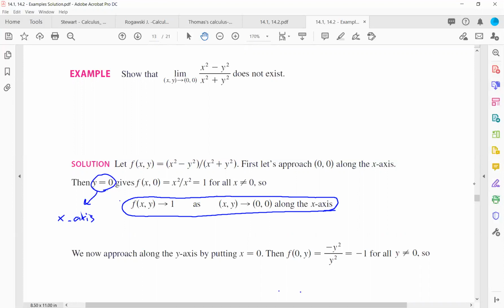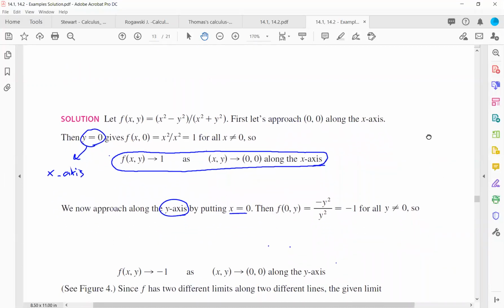Let us check a different path. Let us use the y-axis, or line x equals 0. It means that wherever you see x, you just write 0. After simplifying the function, the outcome is -1. So what's the meaning of that? It means that as you walk along line x equals 0, the function is getting closer and closer to -1. Here you can stop and say that since 1 and -1 are different, the function has no limit at the origin.